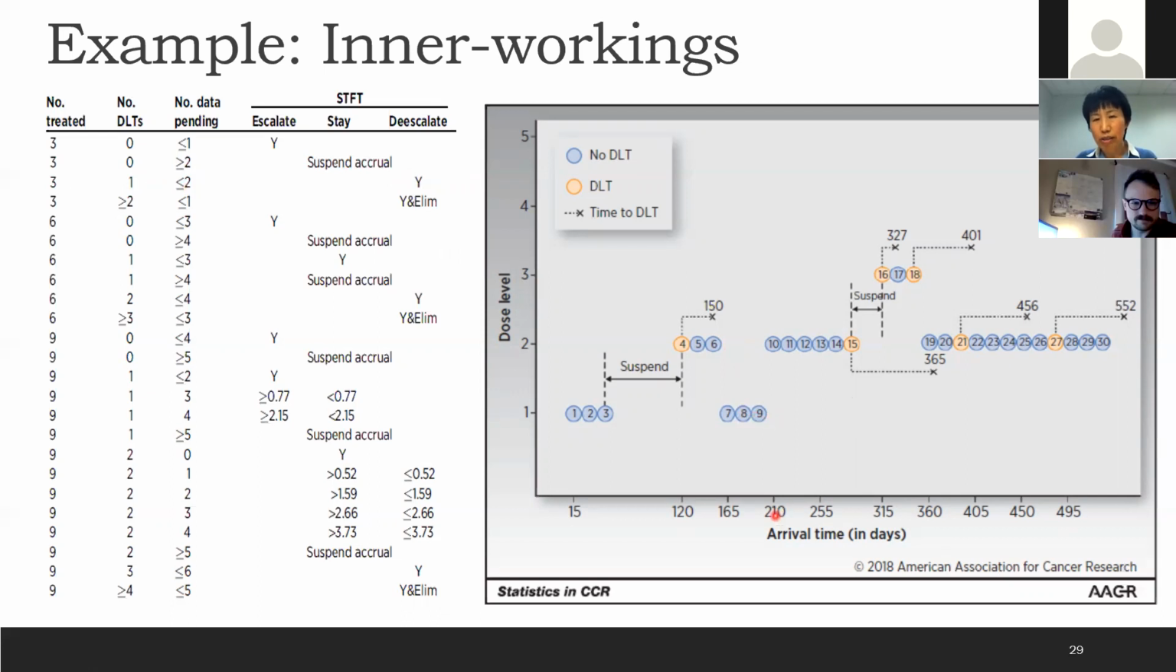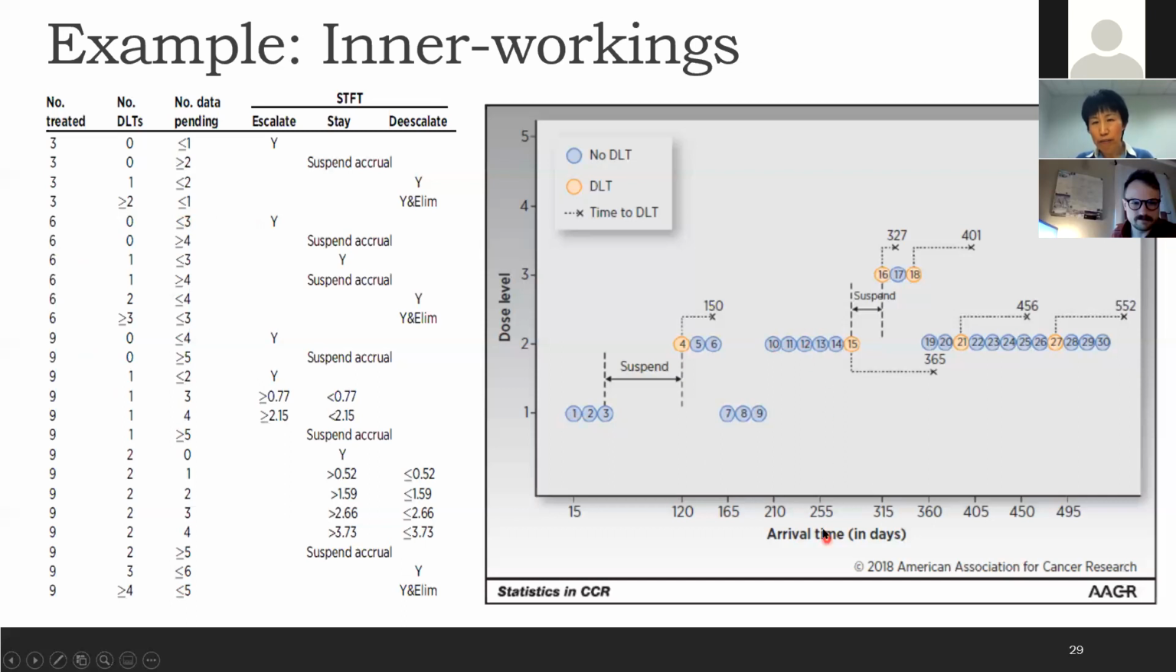By day 210, when patient number 10 is available, we have already treated 6 patients, and among them 3 patients' DLT have been fully assessed, and there's no DLT. So 6 patients treated, no DLT here. There's 3 pending patients. So the decision rule says escalate. So we treat patients number 10 to 12 at dose level 2.